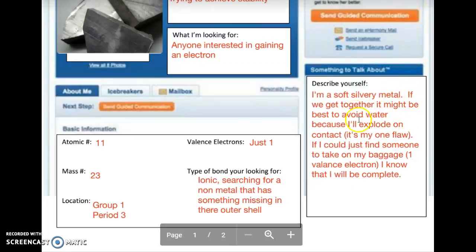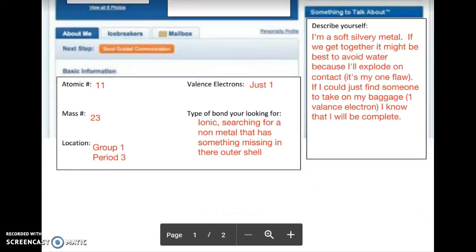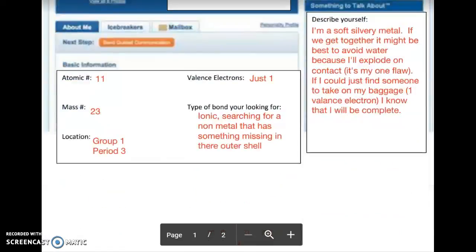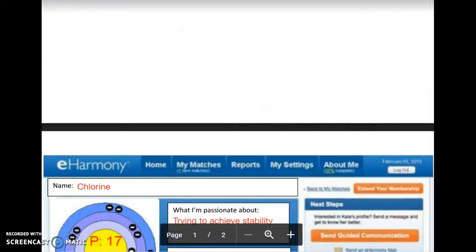It might be best if we get together to avoid water because I'll explode on contact. It's my one flaw. If I could just find someone to take my baggage at 1 valence electron, I know that I will be complete. It's a shame I met my wife in college. I would have been a pretty good harmony profile maker.